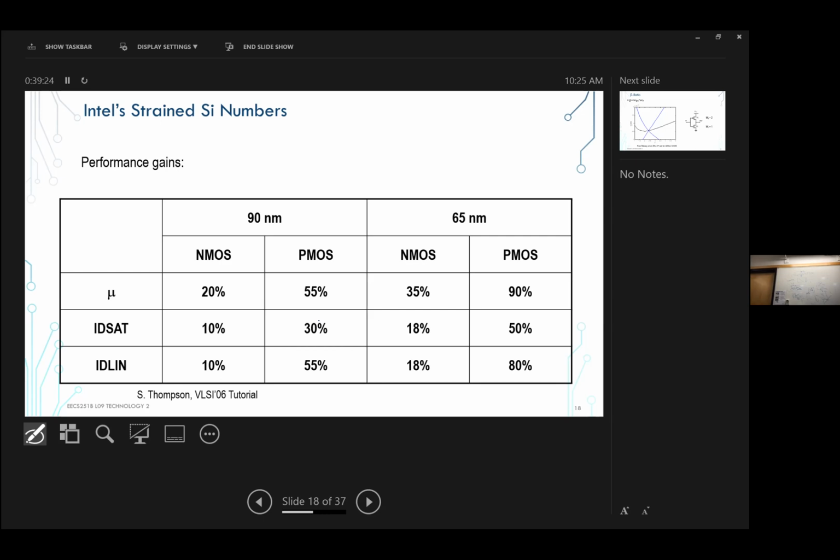So take a look at the impact on ID sat and ID lin. So this is the saturation current versus the current in the linear region. Can somebody tell me why a 90% mobility increase only causes a 50% increase in ID sat?